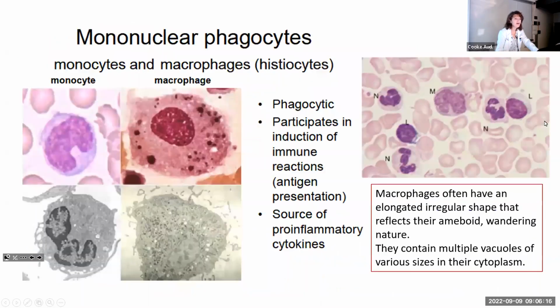Okay, mononuclear macrophages. So you do know that while they're in the blood, circulating cells, they're called monocytes. When they get into the tissue, they're called macrophages. They have an elongated, irregular shape that reflects their amoeboid wandering nature, and they may contain multiple vacuoles of various size in the cytoplasm. So this is a monocyte.